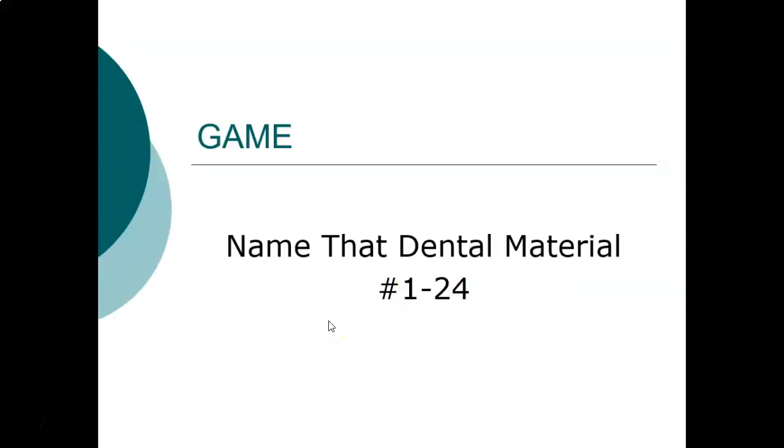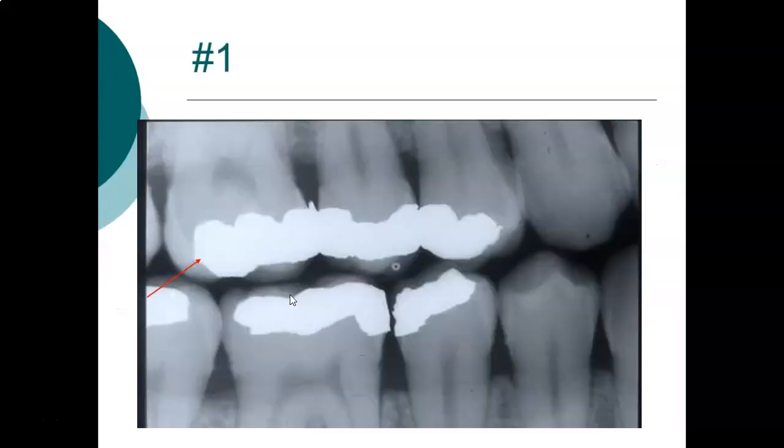Okay. So this was supposed to be a game, but we can't play a game. So instead, what we're going to do is I'm just going to name them for you. I'll give it a minute. I'll actually probably try to make an activity for you guys to do for a lab activity where you name the dental material. So we'll just go through here and talk about what we see.